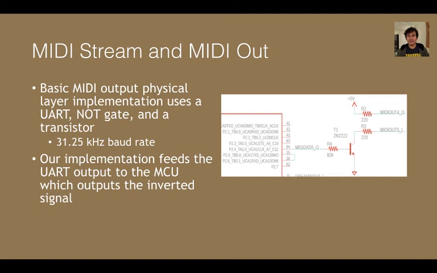The basic MIDI output physical layer implementation uses a universal asynchronous receiver transmitter, a NOT gate, and a transistor. And the required baud rate is 31.25 kilohertz. However, our implementation feeds the UART output back into the microcontroller, which outputs the inverted signal using a digital output pin.